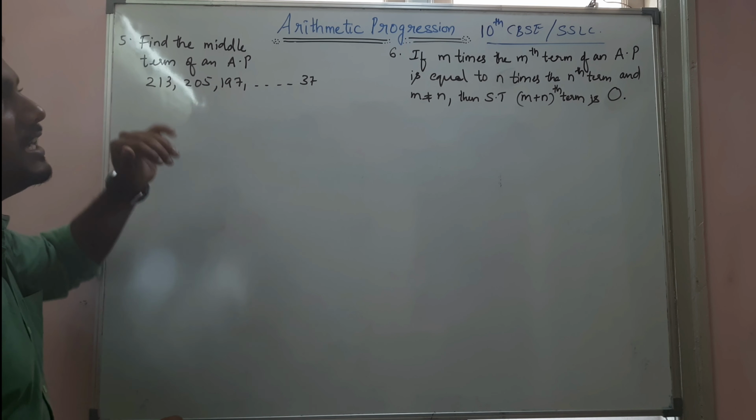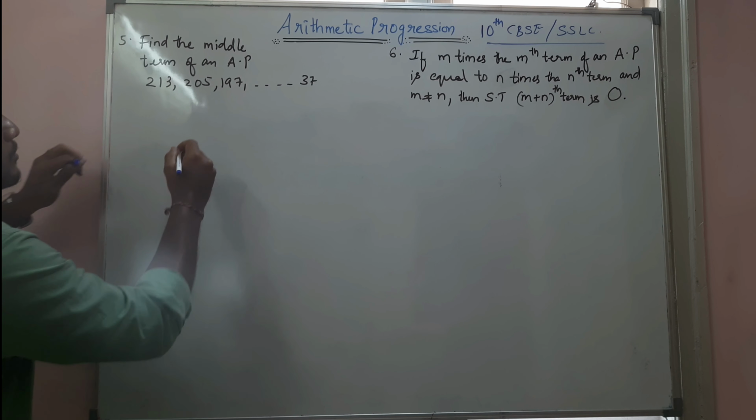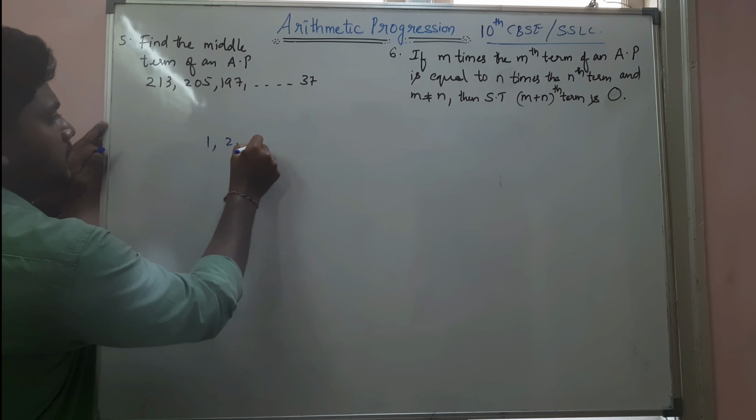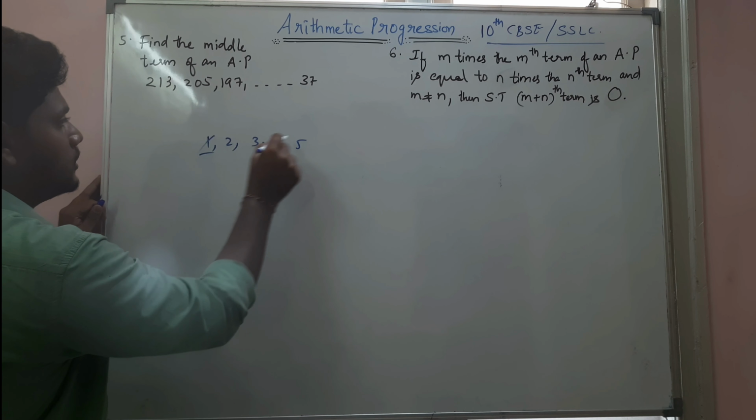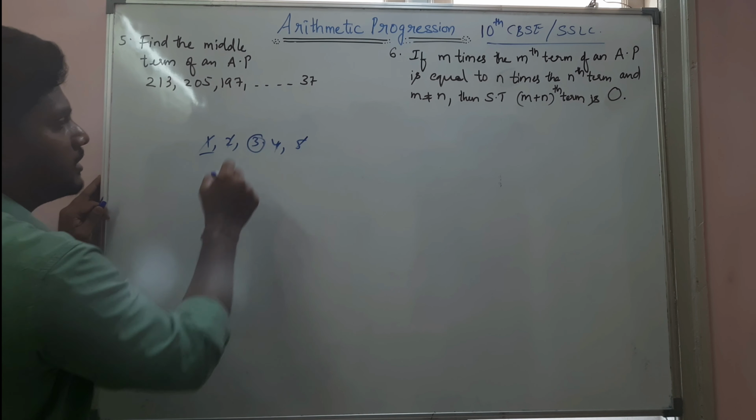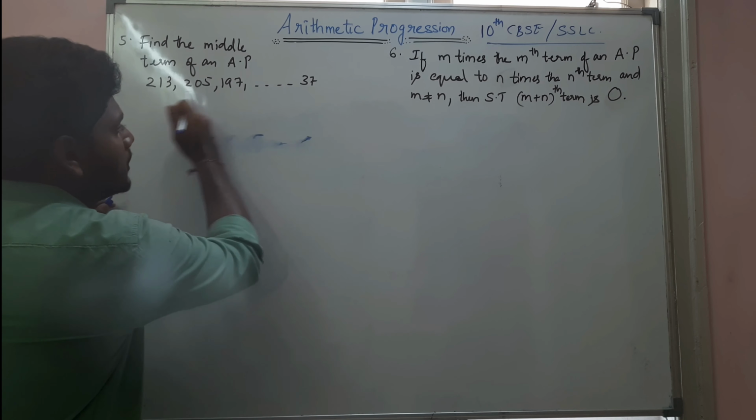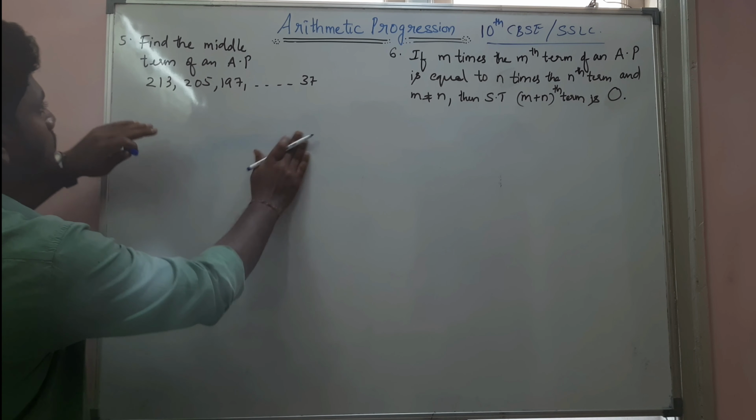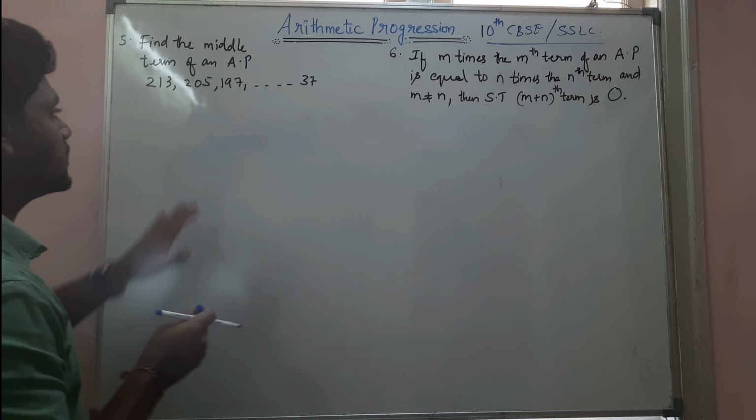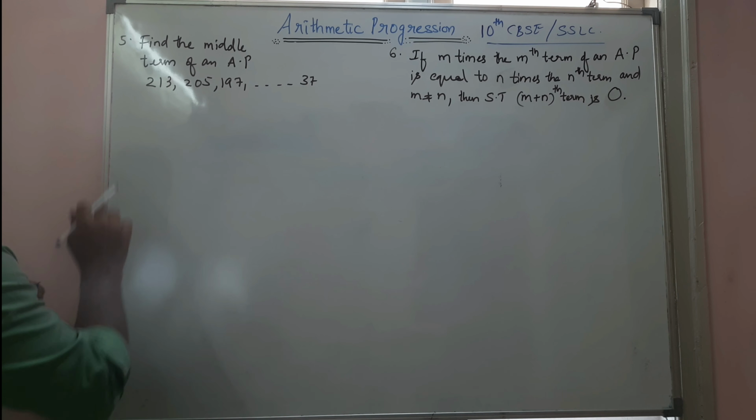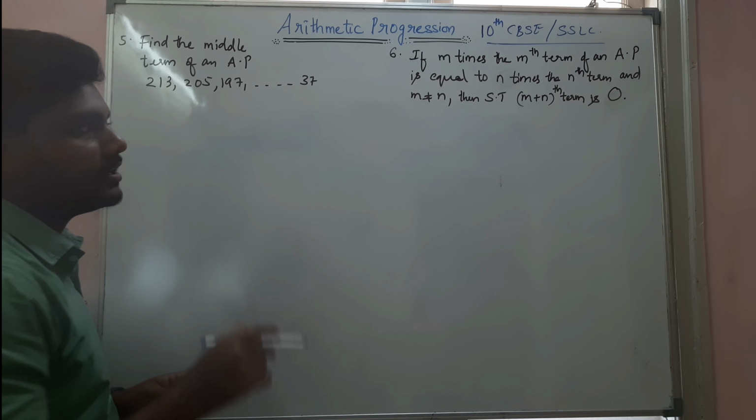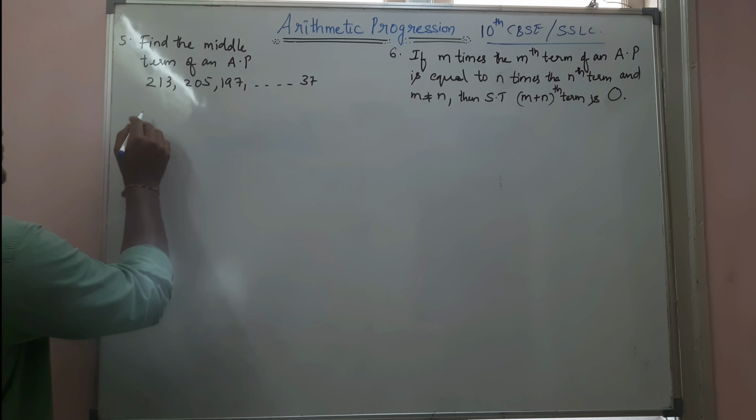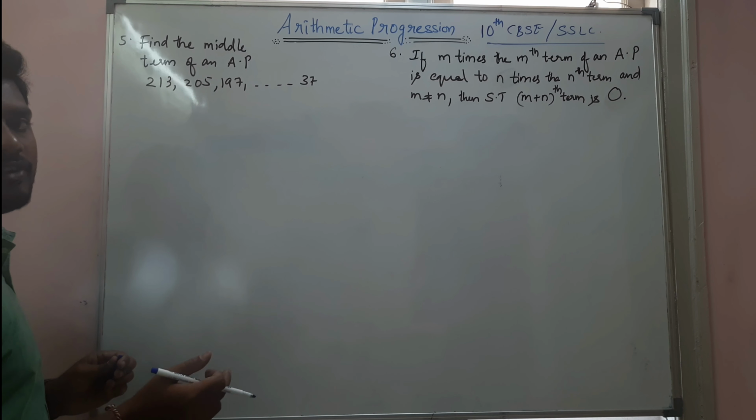So we need to find the middle term. For example, with the numbers 1, 2, 3, 4, 5, the middle term is 3. In the same way we need to find the middle term of this sequence. To find the middle term, first we need to find the number of terms, the n value.